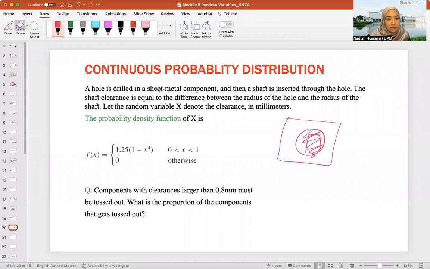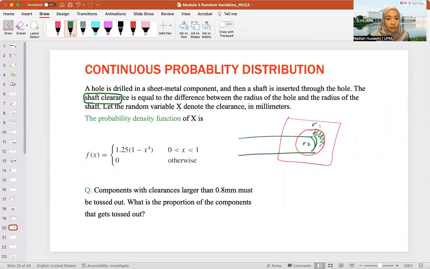The shaft clearance is equal to the difference between the radius of the hole and the radius of the shaft. What does that mean? You're putting in the shaft, so you have the radius of the hole, R1, and the radius of your shaft, R2. The difference between the radius of the hole and the radius of the shaft is the shaft clearance. Whatever gap is left, the gap is your shaft clearance.